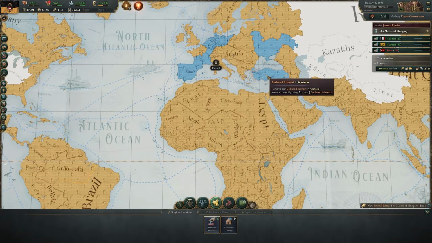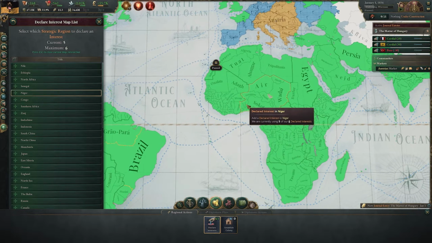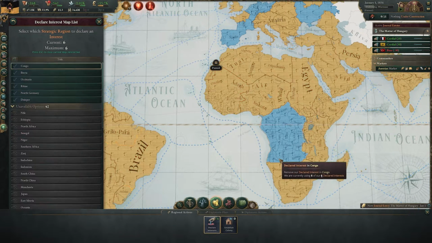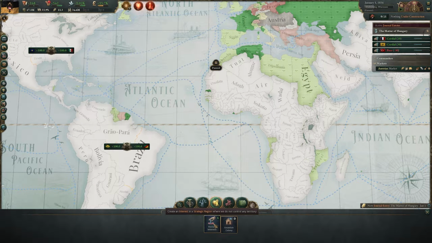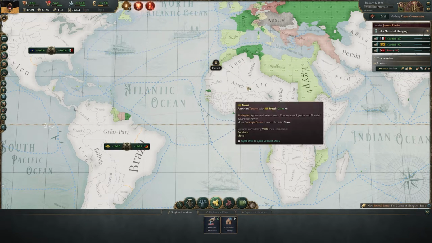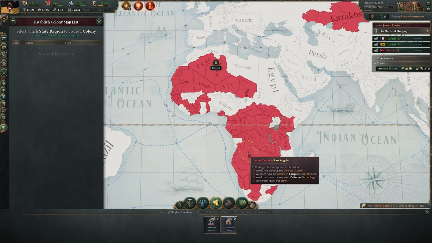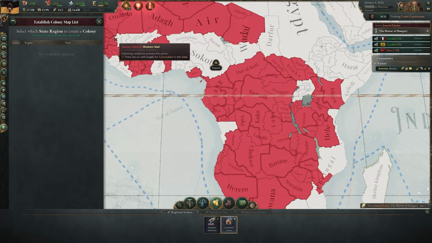Now, we're going to do this just for kicks. I'm going to declare an interest, and let's see, we'll declare an interest in Congo. Now, it does take a minute for this to enact. We're not going to go through all of that because I don't want anything else popping up. But now that I have a declared interest, I would be able to establish a colony once I got the Colonial Affairs Institute built.